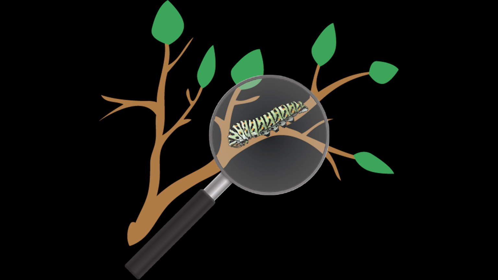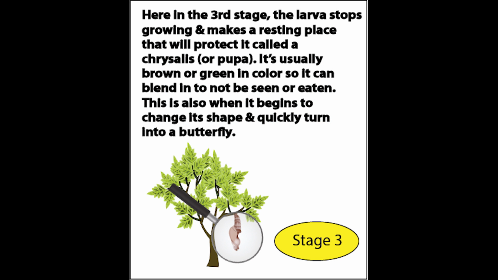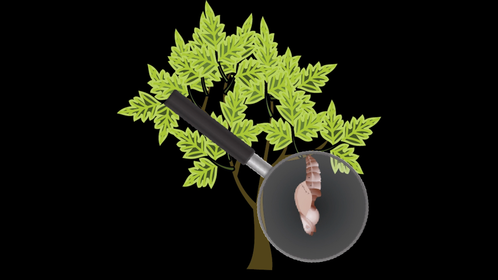Lesson 2 objectives are for the student to recognize that a tiny worm-like insect called a larva, with stripes or patterns and lots of legs to crawl around eating leaves, will be hatched and grow 4 times its original size through shedding and growing new skin repeatedly. Lesson 3 objectives are for the student to recognize in Stage 3 the larva stops growing and makes a resting place called a chrysalis, which is usually brown or green in color for camouflage and protection, and that the larva will begin to change shape inside the chrysalis to turn into a butterfly later.